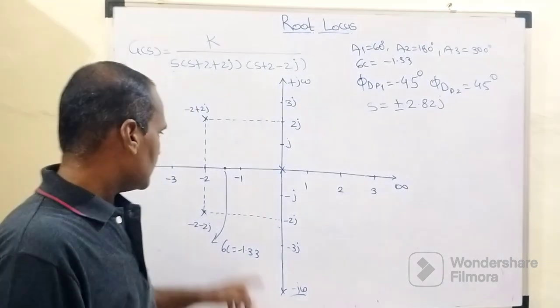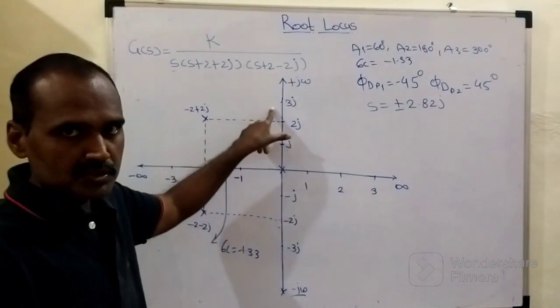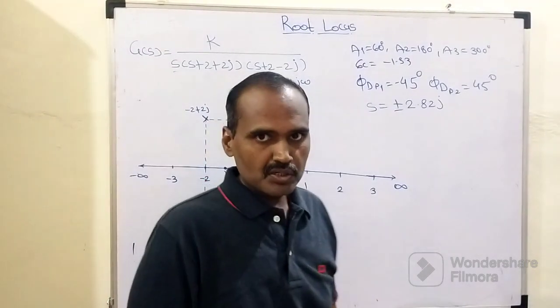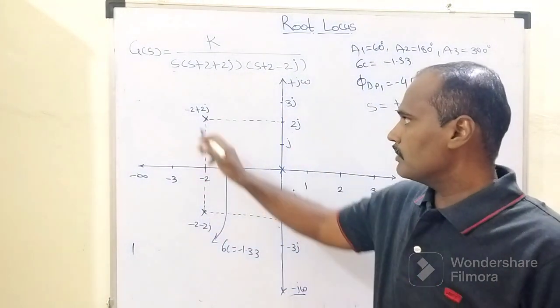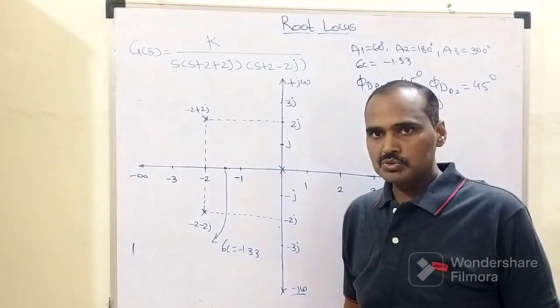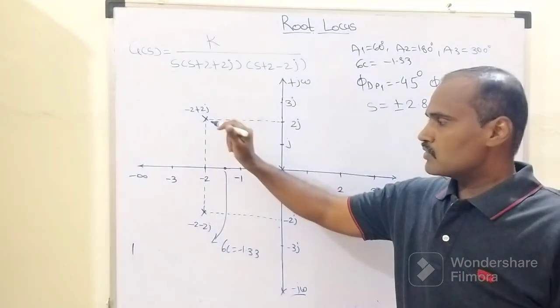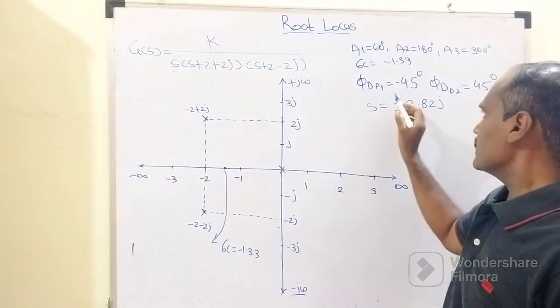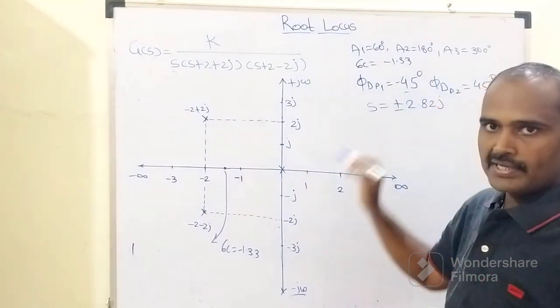The pole number 2 is nothing but what? Minus 2 plus 2j, which is shown on this S domain representation. This will be the pole number 2, minus 2 plus 2j. The angle of departure for this pole is nothing but what? Already it is being tabulated, minus 45 degree.